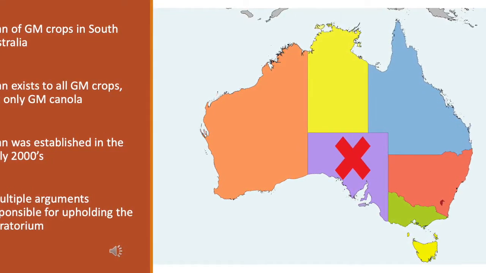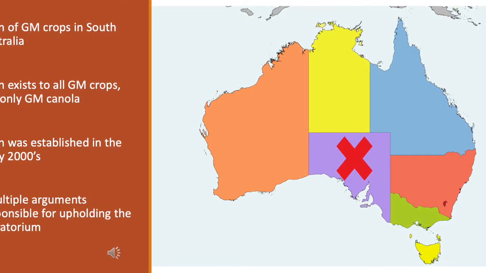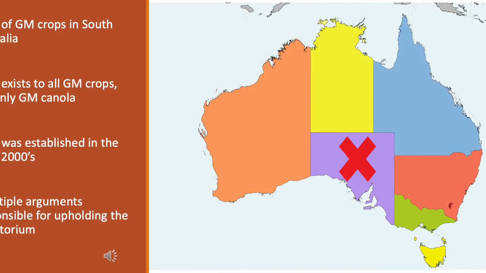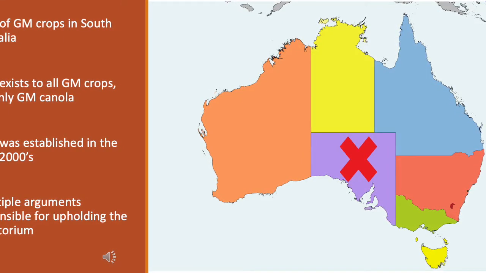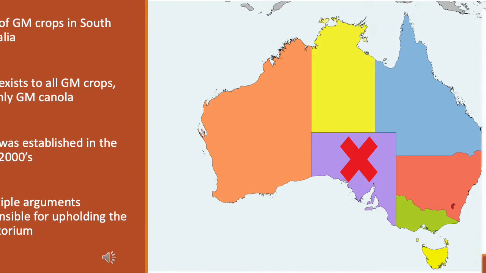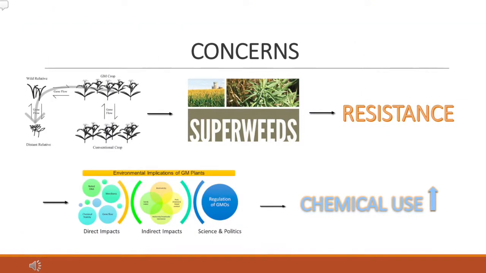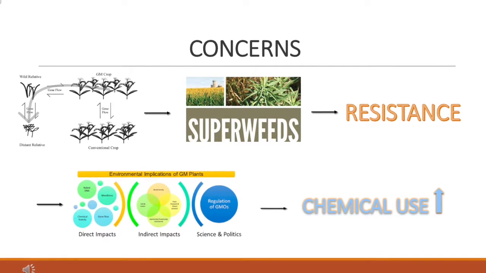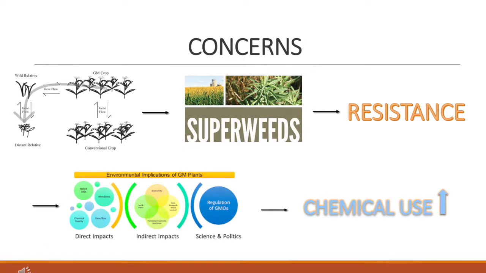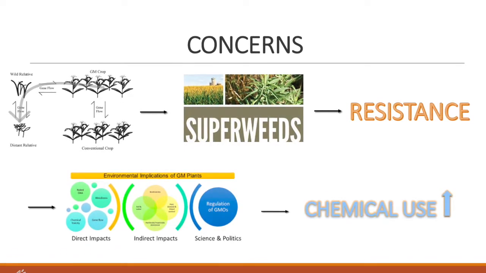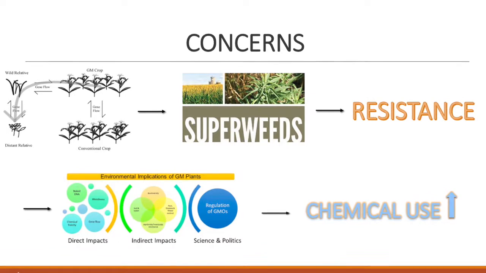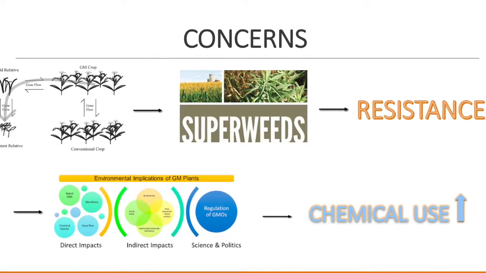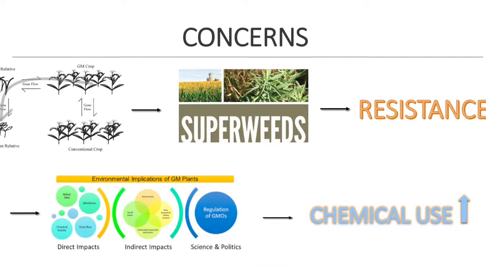There are multiple arguments responsible for maintaining the moratorium, including a GM-free label that supposedly gives South Australia premium grain prices compared to the rest of the country, and access to premium international markets. Additionally, there is some concern for the possibility of gene flow into the outside environment, such as through the fertilization of nearby non-GM plants with GM pollen, which could create superweeds, where the plants contain resistant traits. Meanwhile, others argue that GM crops have greater environmental costs, particularly because of more chemical use.